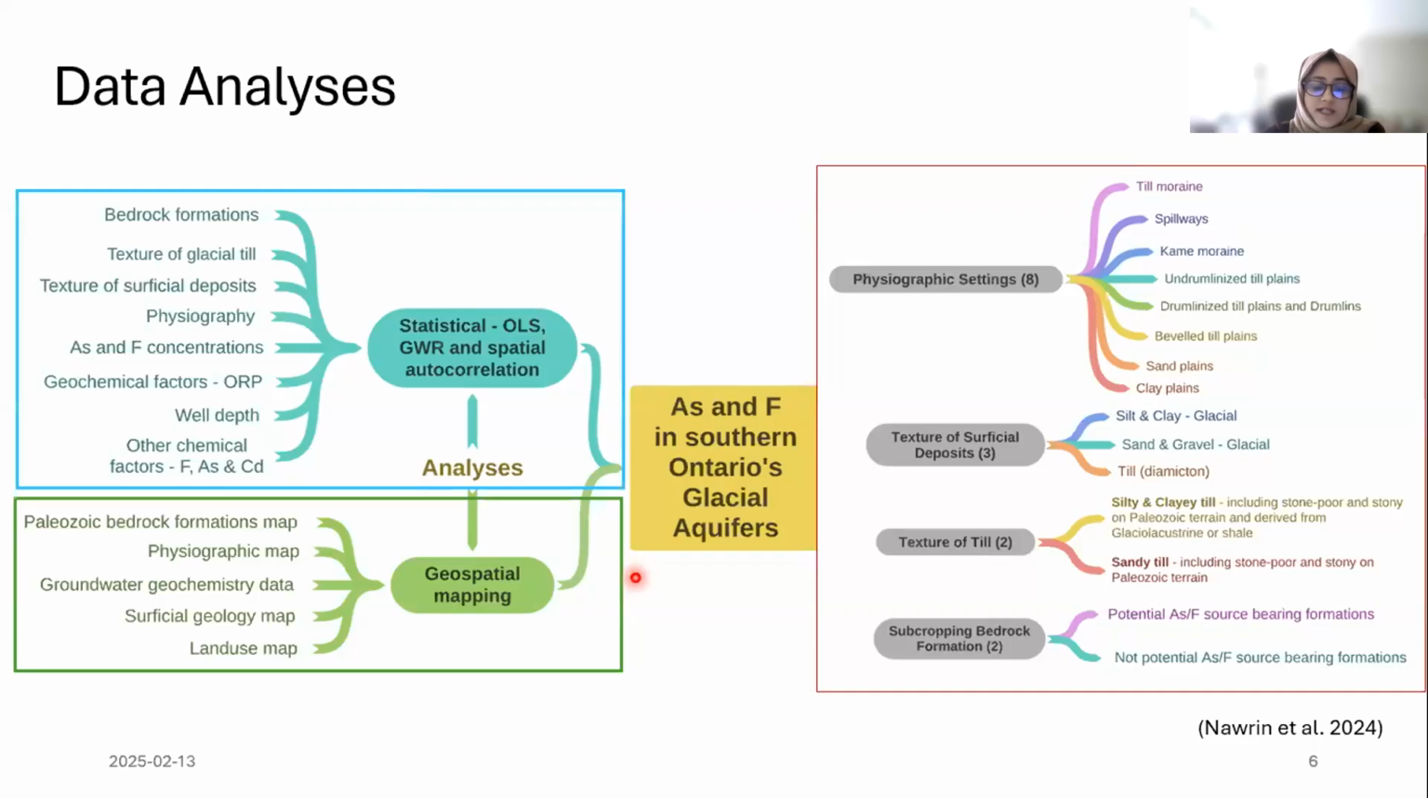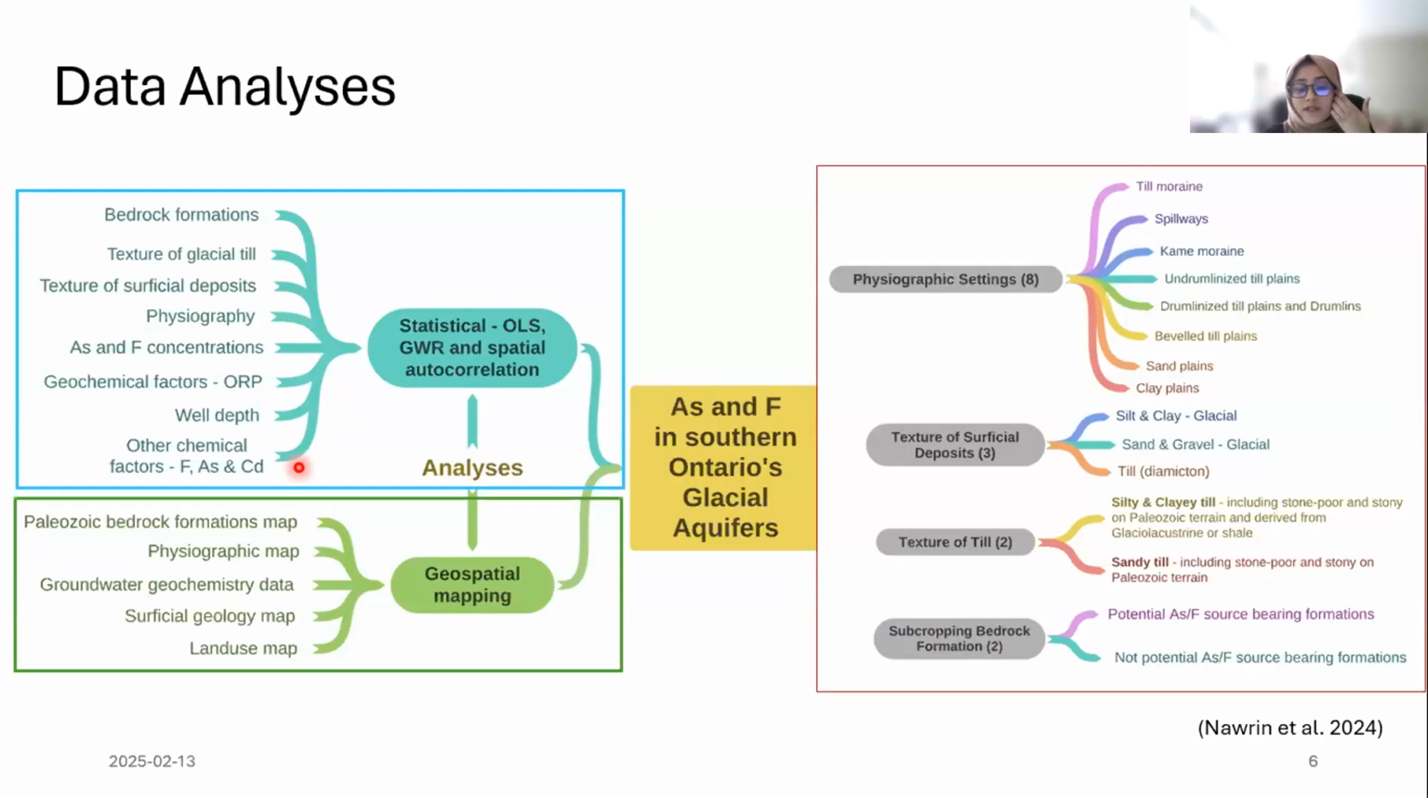Then spatial statistical analysis, ordinary least square regression, that is OLS, and geographically weighted regression, GWR, which is actually an outgrowth of OLS, were completed to quantitatively assess the relationship of arsenic and fluoride with mainly physiography, and then other factors, for example, texture of superficial deposit, texture of till, bedrock formation, geochemical factors, for example, ORP, and other chemical constituents such as fluoride relative to arsenic and cadmium, arsenic and cadmium relative to fluoride, and well depth.